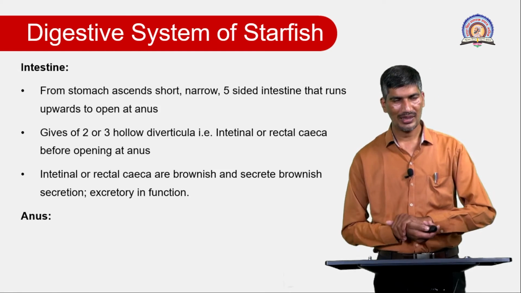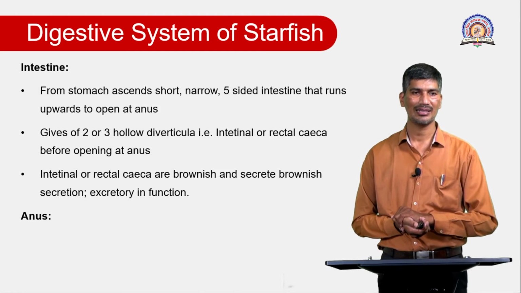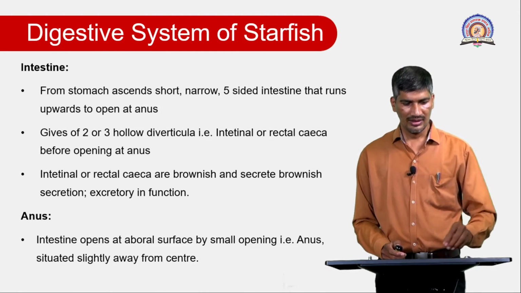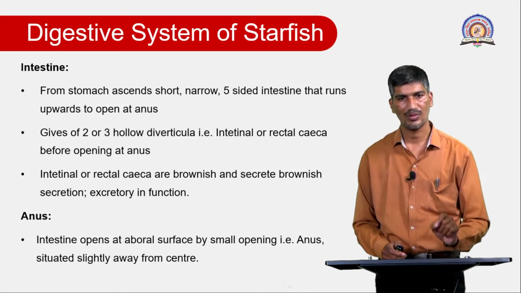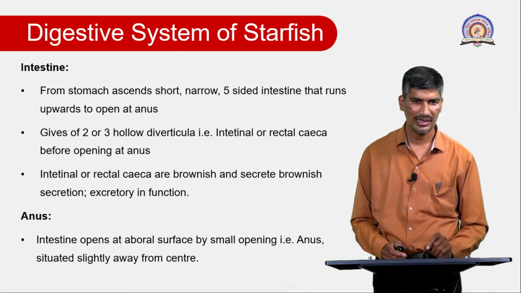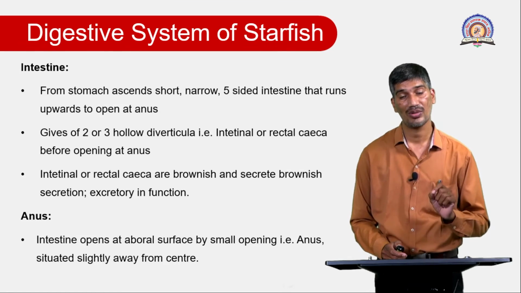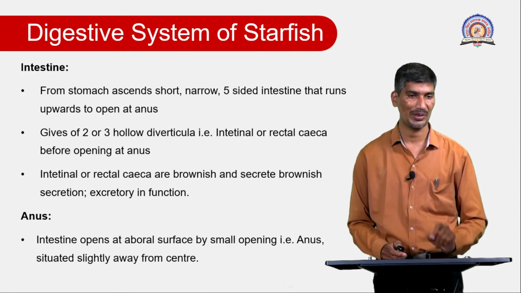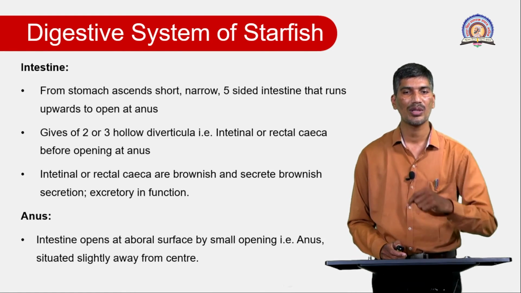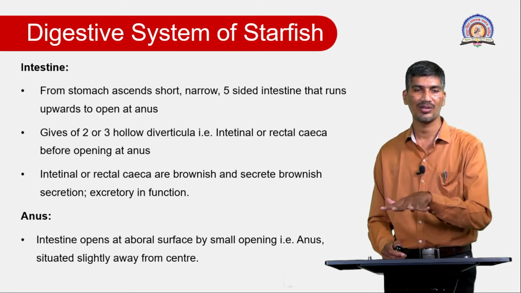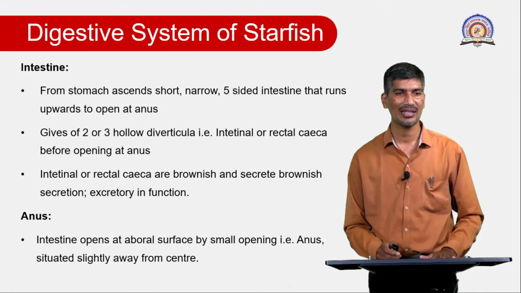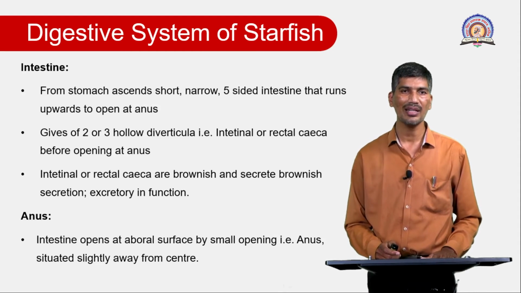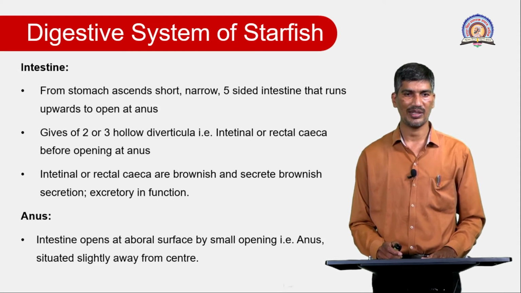The last part of the digestive system is the anus. The anus is a small opening located on the aboral side, and it does not open into the central part. It opens at one end, to the side of the center, and that is the acentric anus found in the starfish body.